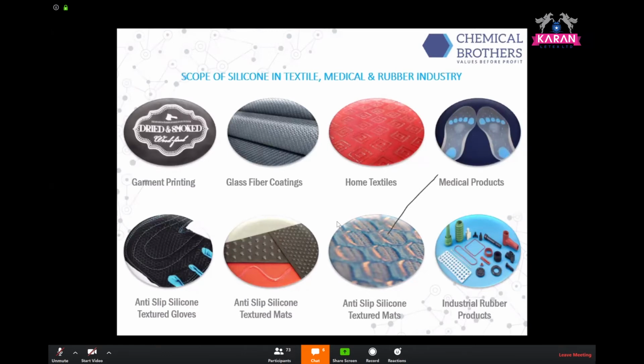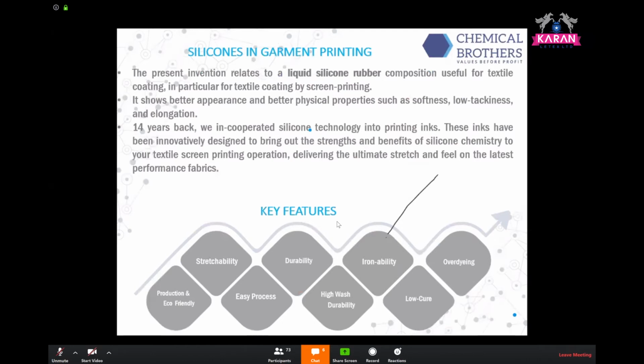Next, we have the basic role or use of silicon in garment printing. This present invention relates to a silicon rubber composition useful for textile coatings by screen printing, to achieve better physical properties such as softness, low tackiness, elongation and stretchability. Fourteen years back, we incorporated silicon technology into printing inks. These inks have been innovatively designed to bring the strength and benefits of silicon to our textile printing operations with their unique features.